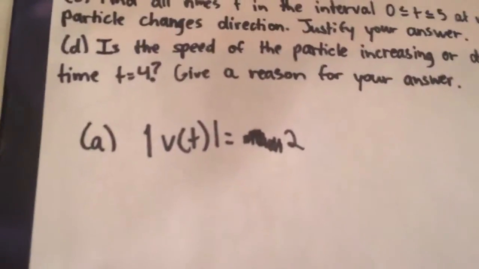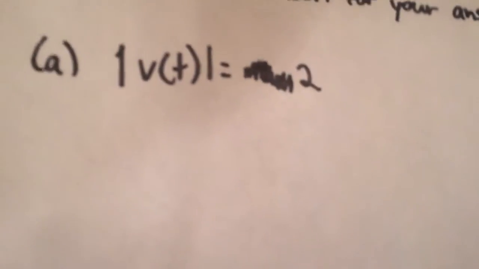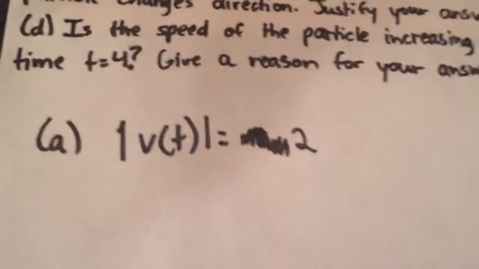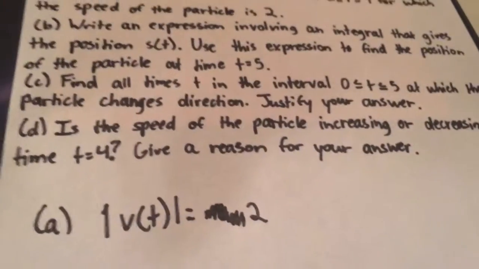So I already started it down here. We're basically looking for the absolute value of v of t to equal 2. In order to do that, we need to use our calculator.